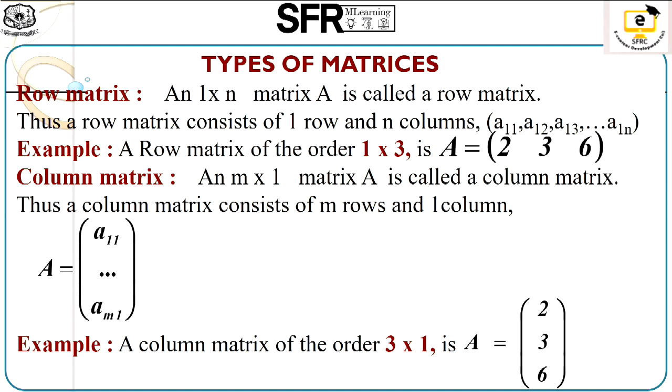Next we see the column matrix. A column matrix is an m cross 1 matrix A, consisting of m rows and 1 column. Here A equal to A11, A21, up to Am1. This is an example of a column matrix of order 3 cross 1, with 1 column and 3 rows: 2 is the first row, 3 is the second row, 6 is the third row. Here the column count is 1. So first we saw the row matrix, and next the column matrix.